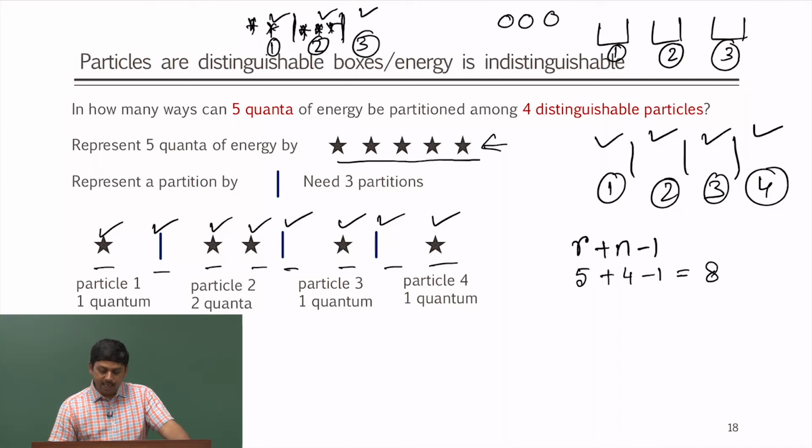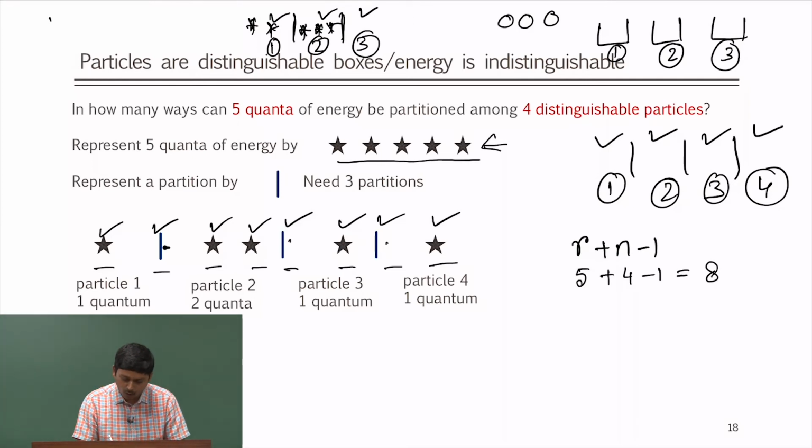Now, what I am saying is that I have 8 spaces left, and in those 8 spaces I can put these 3 bars in whichever way I want to. I can put all of them consecutively, and then all my stars will be on one side. That means in one box only the stars are there and the other boxes are empty, or I can put all the stars in the first box itself.